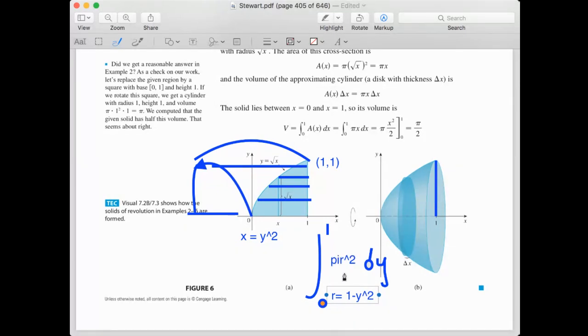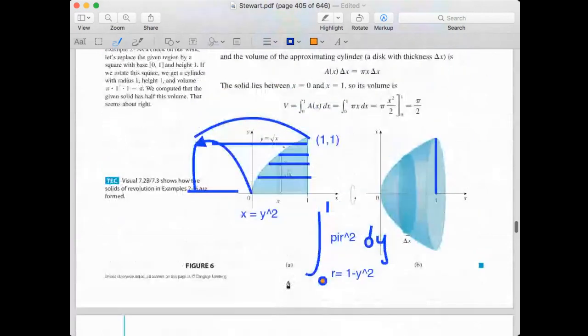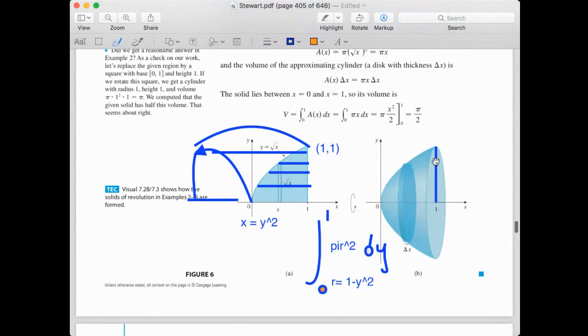Any questions? Let's see some examples. Again, the trick is to figure out the r. We are finding the area of the circle, then we add up all the areas of the circles, and so the job is to find the radius of the circle.